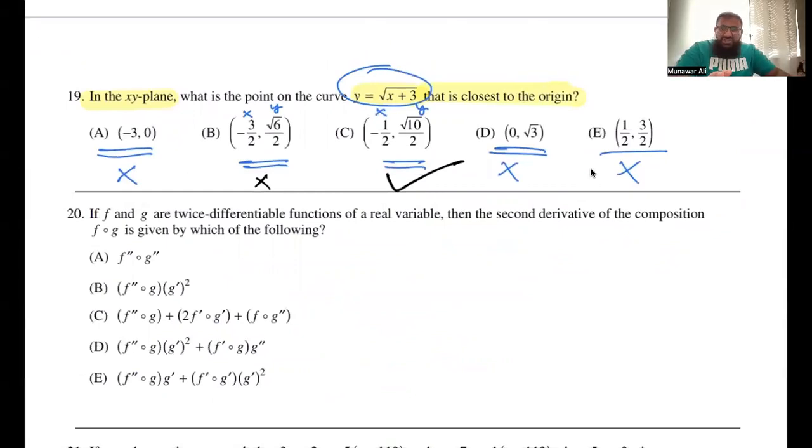So look, without solving, we excluded 3 options. Now we are left with only 2 options. Out of those 2 options, we have to select one of those. Very simple, a fair game.